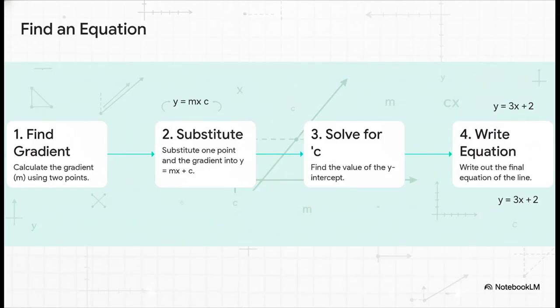I can almost guarantee you'll see a question like this in your exam. They'll give you 2 points, or maybe a point and a gradient, and ask for the equation. Don't panic. It's just a 4-step process. First, you calculate the gradient. Then, plug in a point to find c. And finally, just write down the full equation. If you follow these steps, you are going to nail it every single time.